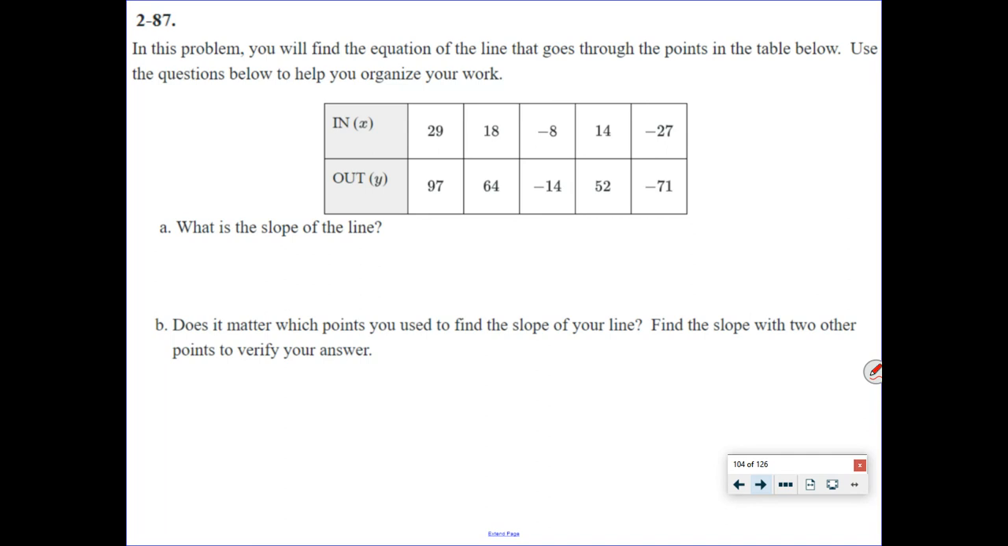That's it. Okay? In this problem, you will find the equation of a line that goes through the points in the table below. Use the questions below to help you organize your work. And you see the table right there. Question is, what is the slope of the line? So please take a minute right now and try to find the slope of the line. I want you to pause the video and find it. When you think you have it, unpause it and we'll check.